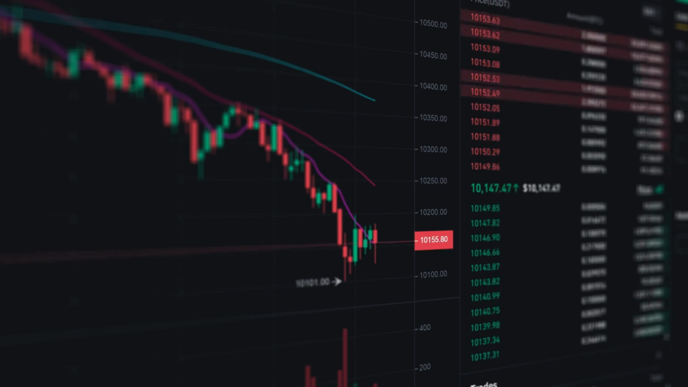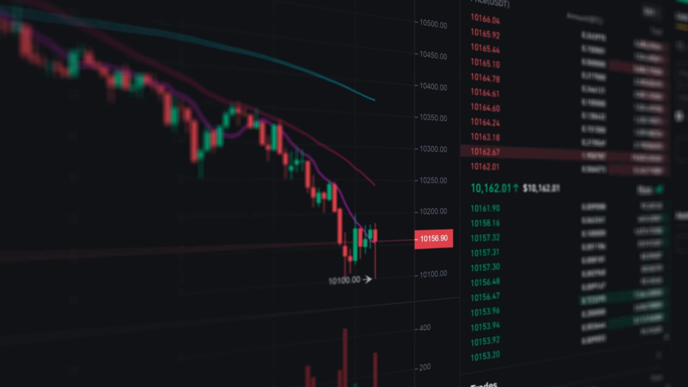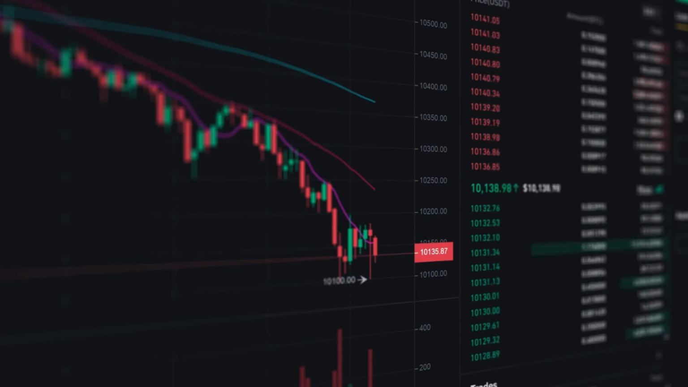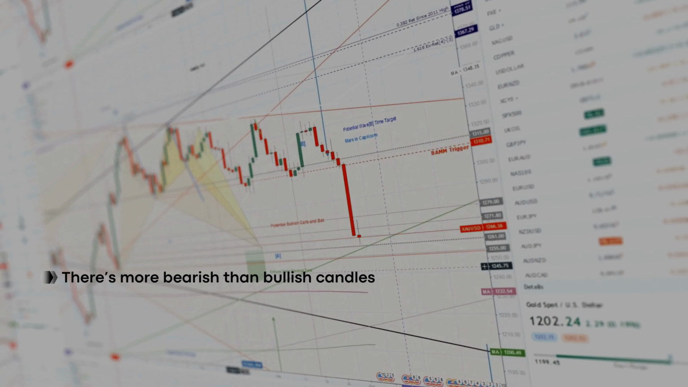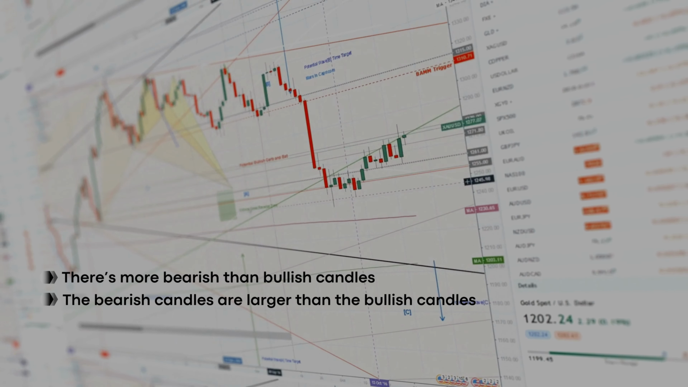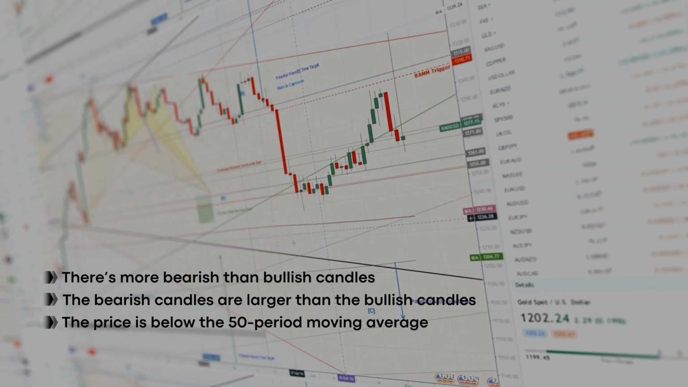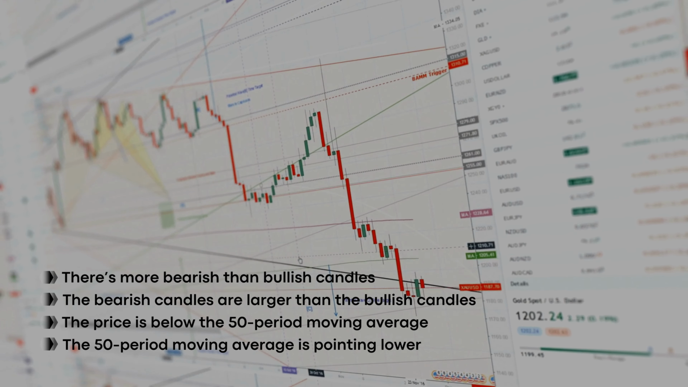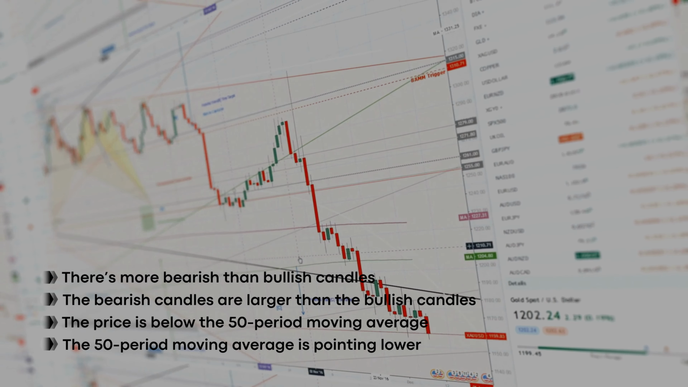The declining stage is essentially a downtrend with price making lower highs and lows. Generally, in the declining stage, there's more bearish than bullish candles. The bearish candles are larger than the bullish candles. The price is below the 50-period moving average. The 50-period moving average is pointing lower.